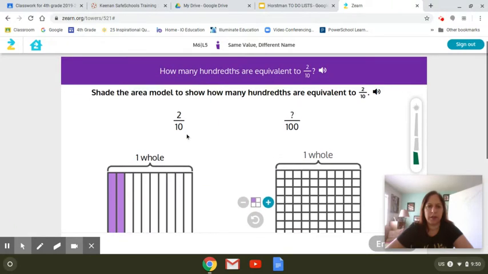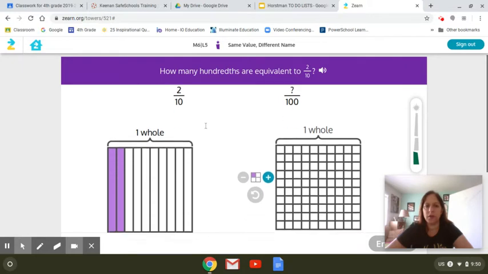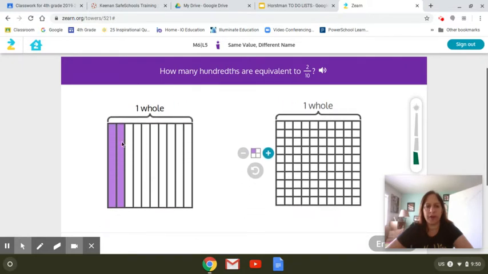Now it says shade the area model to show how many hundredths are equivalent to 2 tenths. Well, if we look here, here's 2 tenths because there's 10 columns, and there's 2 shaded. So if I shade that one, that's the first one. Here's another one. So that looks about the same.